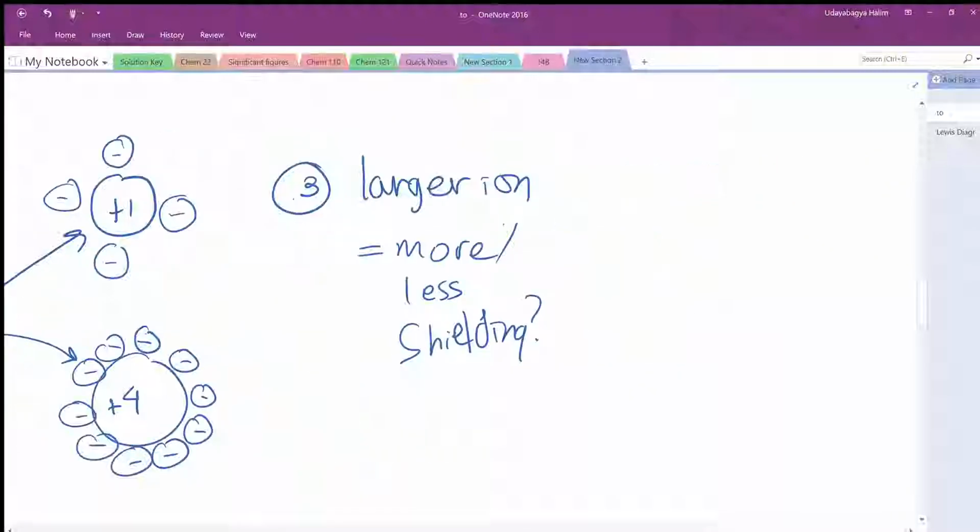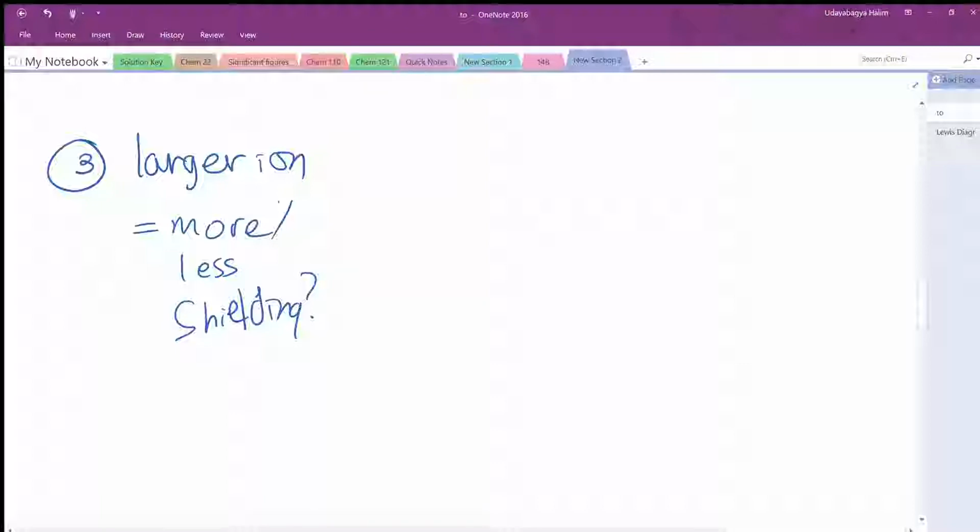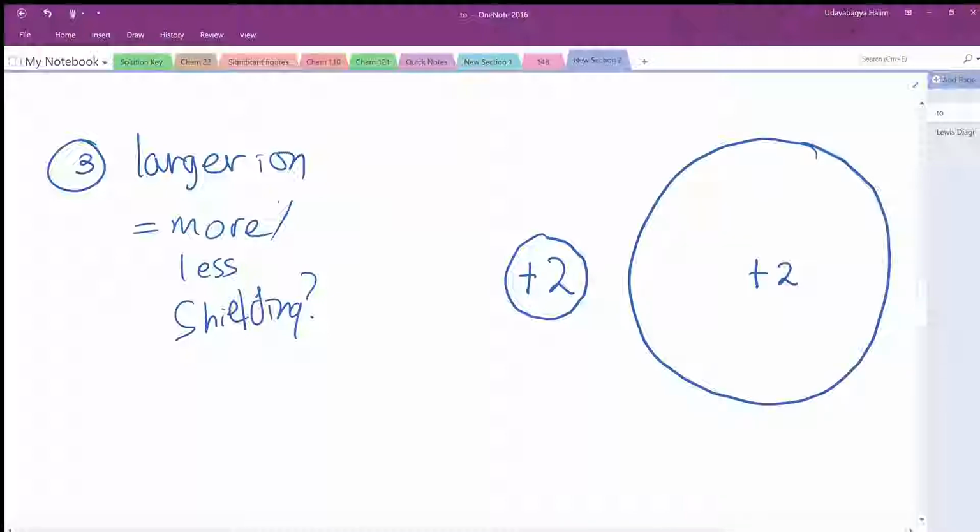So that's my question to you. Suppose that we have two ions, both with a +2 charge. One of them is tiny, the other one is a huge ion. Which one is going to have less shielding? The small or big? Big is going to have less shielding, right?